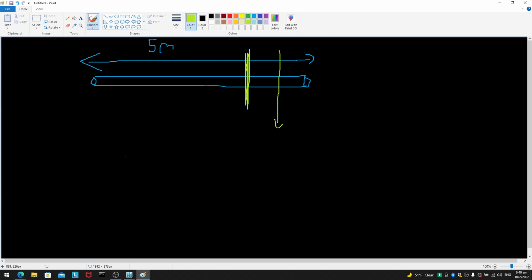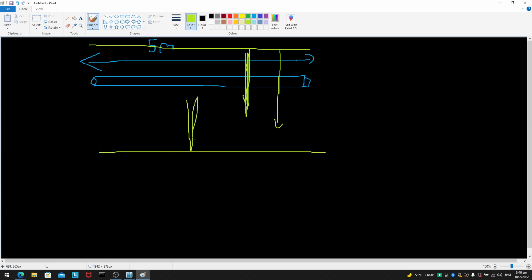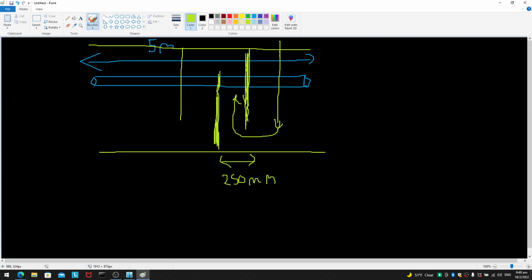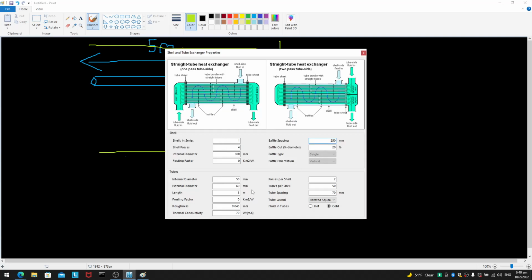And then of course you have your tubes going on like that, and if you want to draw to scale, these two things should be 250 mm. Okay, so the tube side fluid will go down here and you'll go up. Then remember we want it 80% of the way through. That's what we kind of define here.